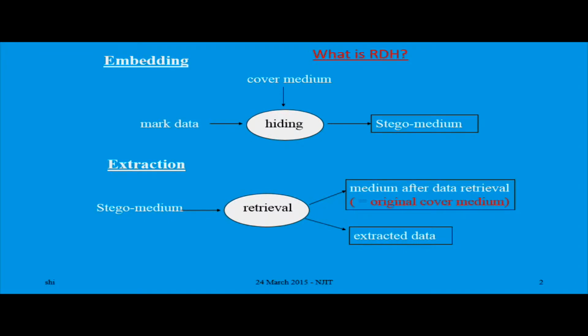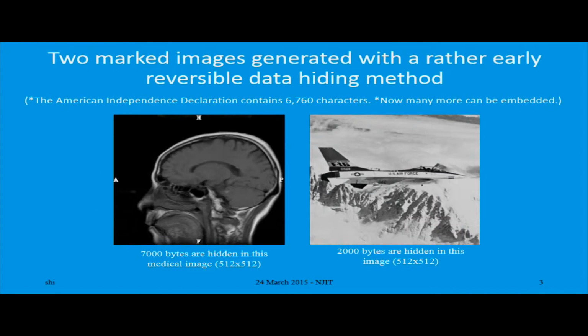So as we said here, this is data embedding at the top. I don't know if this is clear, not that bright. The top is the embedding, and the extraction is at the bottom. So after the hidden data is extracted, the image goes back to the original exactly.